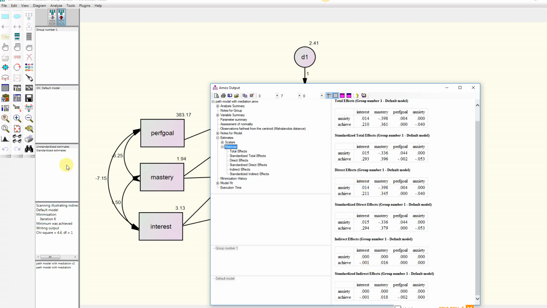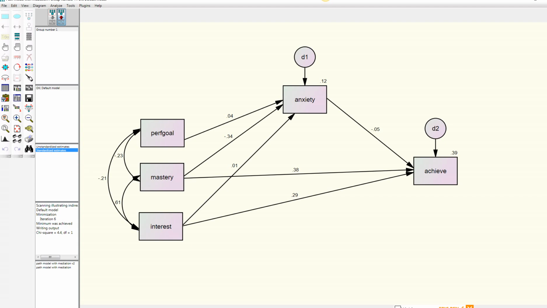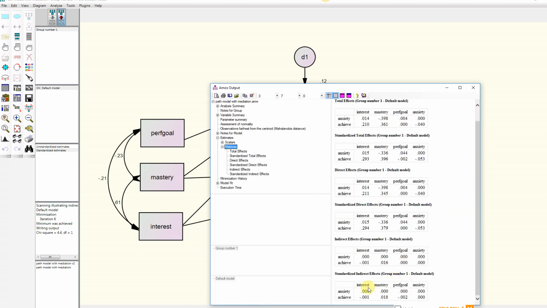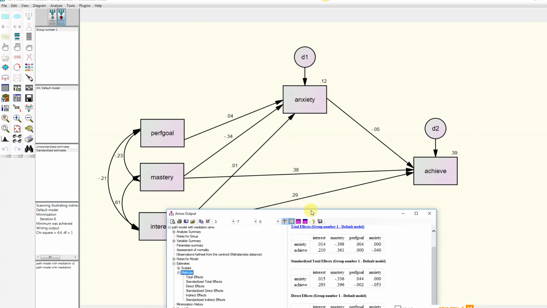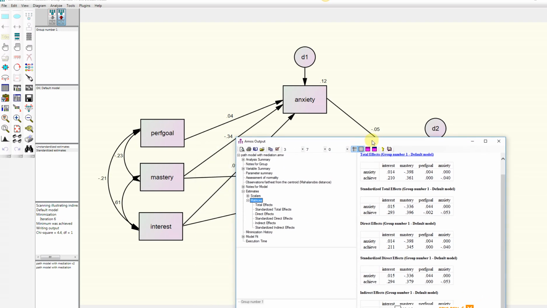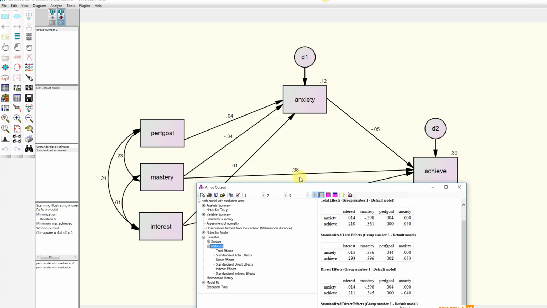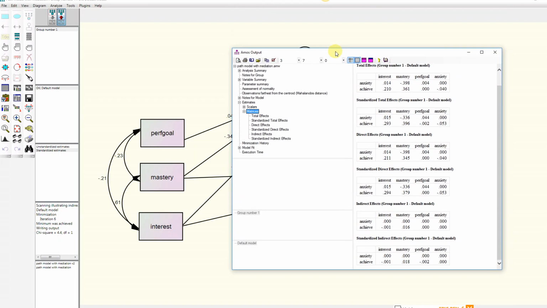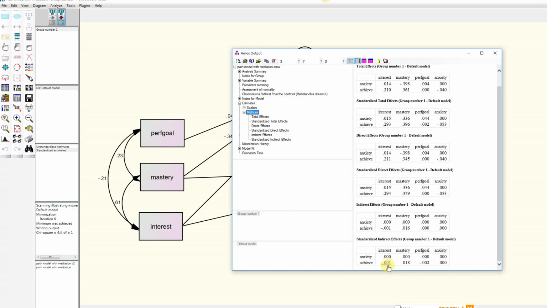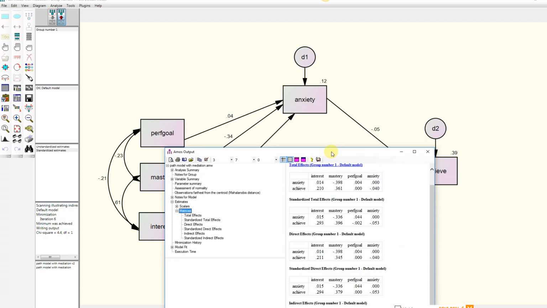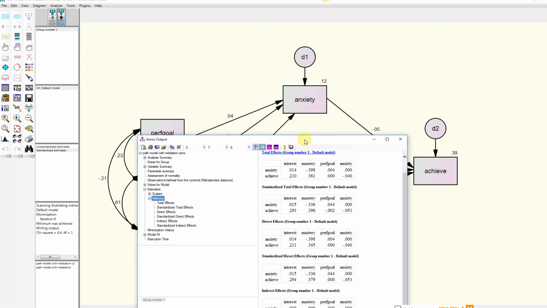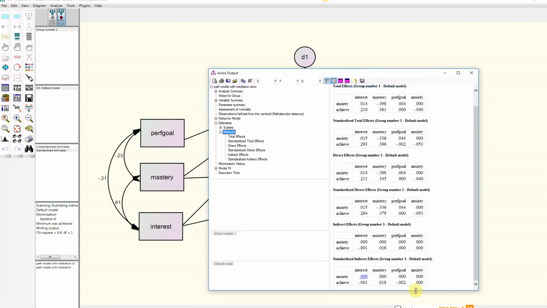If I do the same in terms of the standardized coefficients, I would be looking at these coefficients down here. So mastery to achieve, if I take mastery negative 0.34 multiplied times negative 0.05, I would end up with 0.018, and the other one here of interest to achieve, 0.01 times negative 0.05, I would end up with approximately negative 0.001. You can see performance goals to achieve as well. It'd be 0.04 times negative 0.05, and that would get me the negative 0.002. These are actually very small effects.